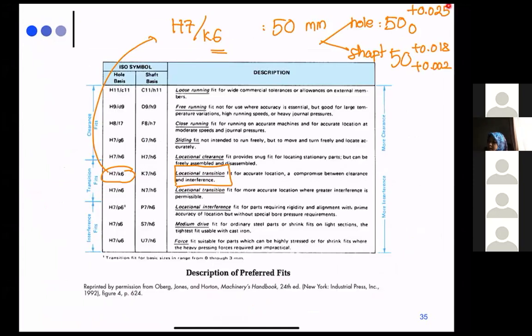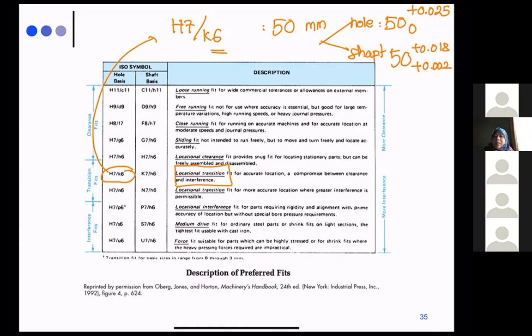This is really small, because it is only a plus difference of 0.00-something millimeter, in microns. So it is not very tight, but we call it a transition fit. In a transition fit there is accurate location, so I think the linear tolerance should be from a very small empty space to a very slight clearance for them to move around.